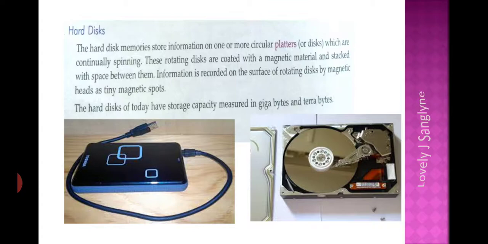A hard disk can store more information, and the disk is divided into tracks, cylinders and sectors. The hard disks of today have storage capacity measured in gigabytes, that means GB, and terabytes, TB. So when we want to buy a hard disk, we can ask for different capacities as we want.